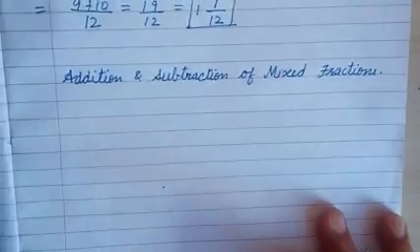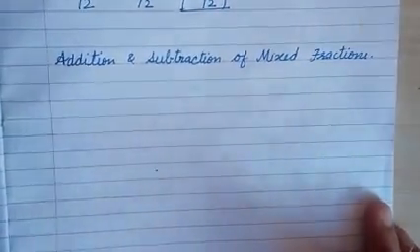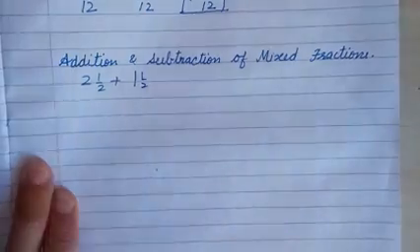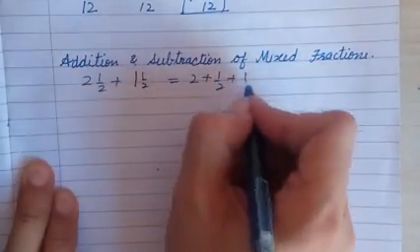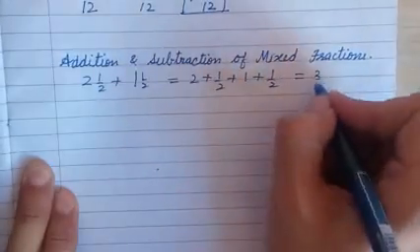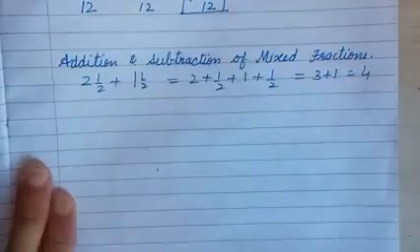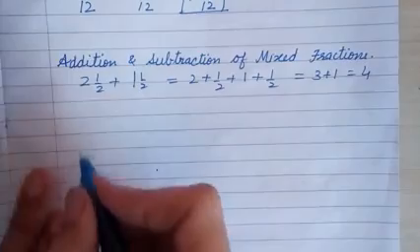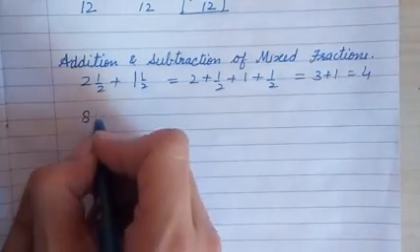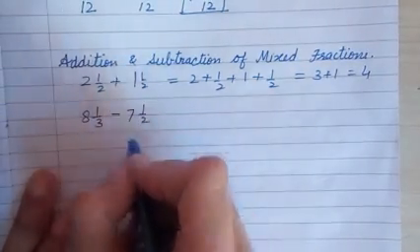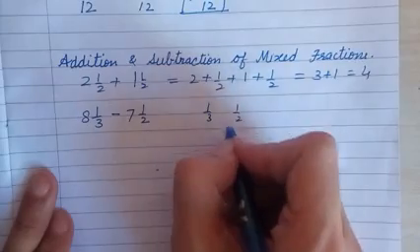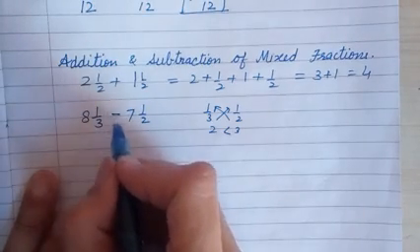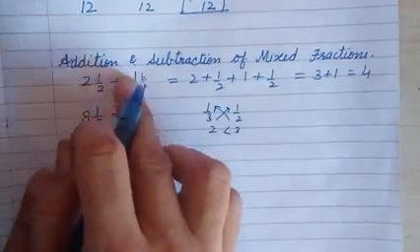Now let us learn addition and subtraction of mixed fractions. Suppose here 2 and a half plus 1 and a half we want to do. We can write this as 2 plus half plus 1 plus half. 2 plus 1 is 3, half plus half is 1, that is equal to 4. We can split them and find the addition or subtraction like this. But suppose the fraction is like this, 8 and 1 by 3 minus 7 and a half. 8 is greater, but 1 by 3 and 1 by 2, you can see that 1 by 3 is smaller, and from the smaller fraction we are subtracting the bigger. So we cannot apply this method here.